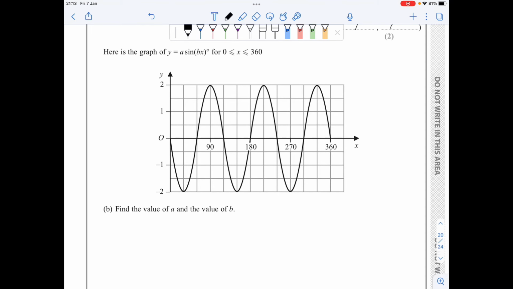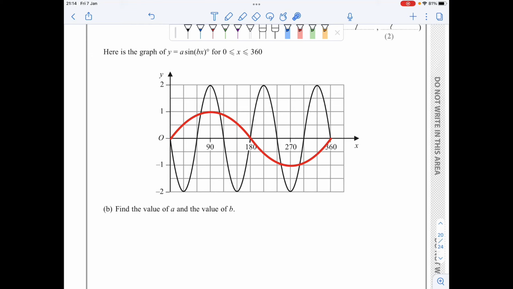For part B, I have a transformation of the sine graph. I'll start by drawing on the grid the original sine graph. Now in the given equation, A multiplies the y coordinates by a number, and B divides the x coordinates by a number.